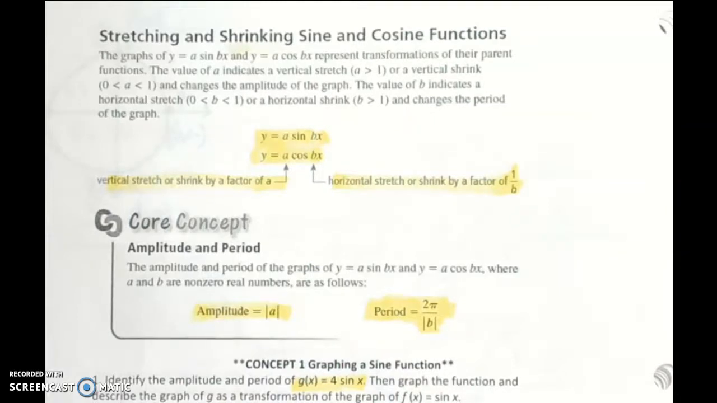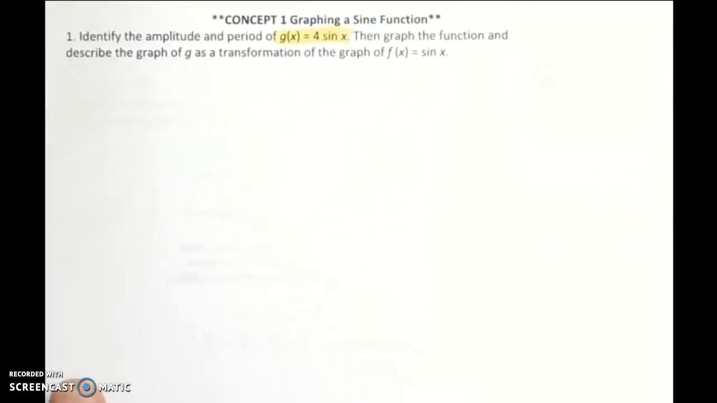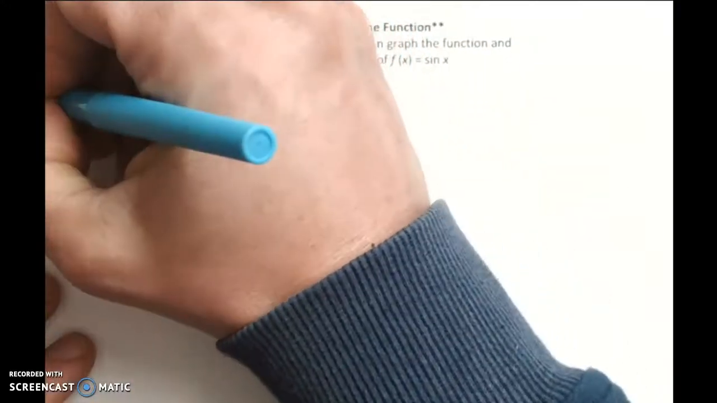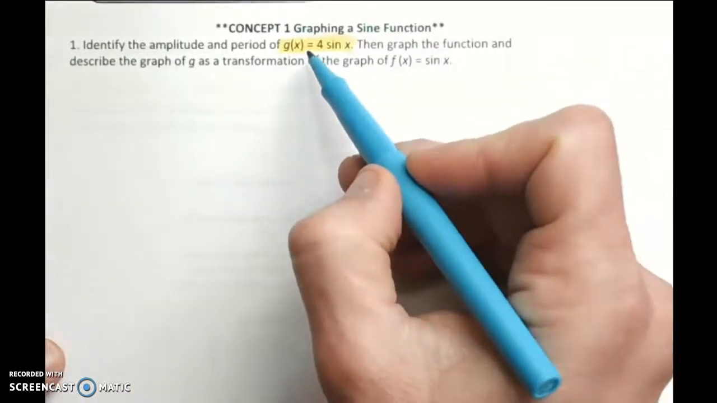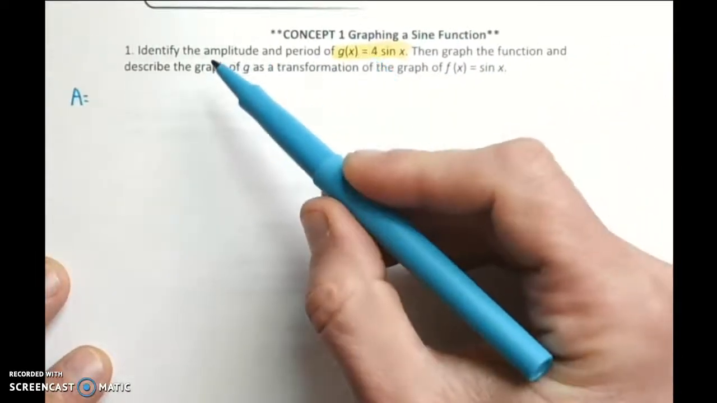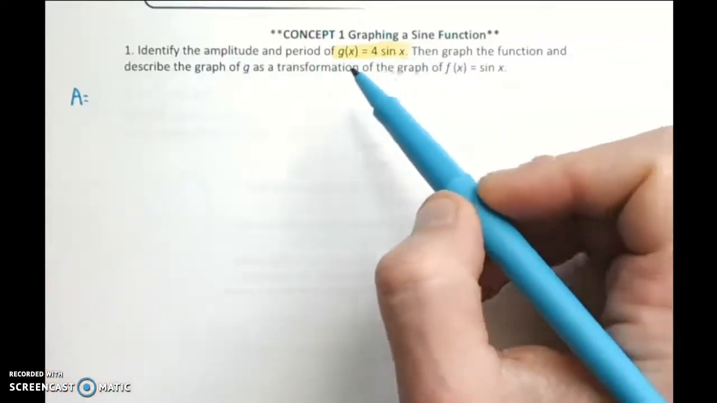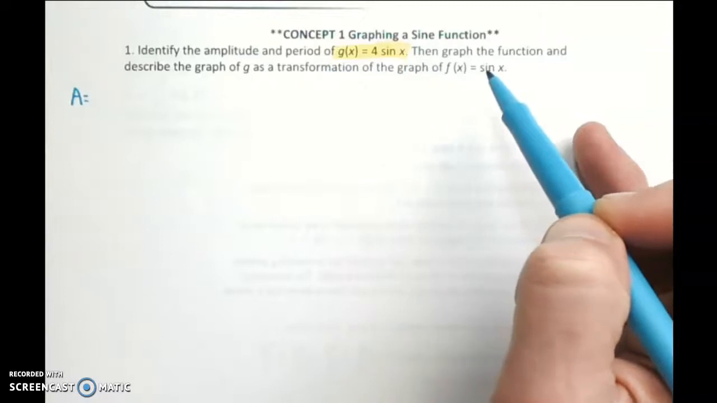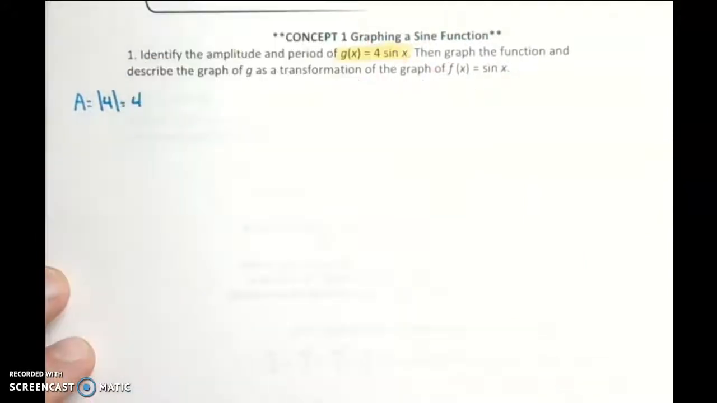So let me go ahead and move that. I'm going to get started right here, and I'm going to graph this sine function. The first thing I want to do is identify my amplitude, so I'm going to write A for amplitude. And here is my function. It says identify the amplitude and period of g of x equals 4 sine x. Then graph the function and describe g as a transformation of our parent function, f of x equals sine x. So A is the absolute value of 4, which is just 4.